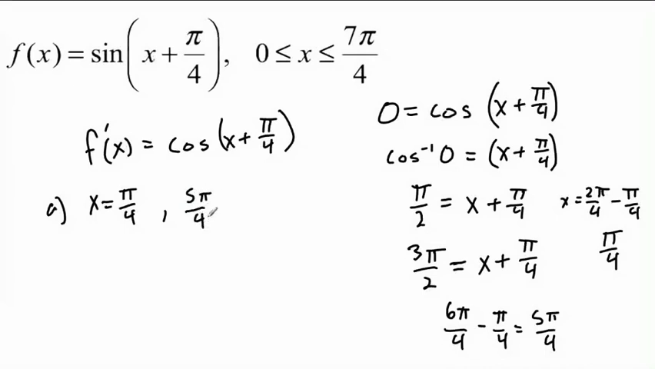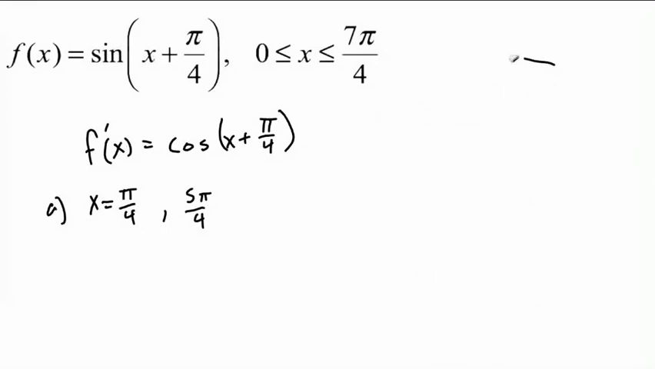All right, so I got those. That is where my derivative is 0. Most people forget the second one. So I'm going to get rid of all this. The next part is where the derivative is undefined, but it's going to be defined everywhere because it's cosine, so that's not going to have anything. And then the last place I need to check is my bounds. So I need to check x equals 0 and 7 pi fourths.